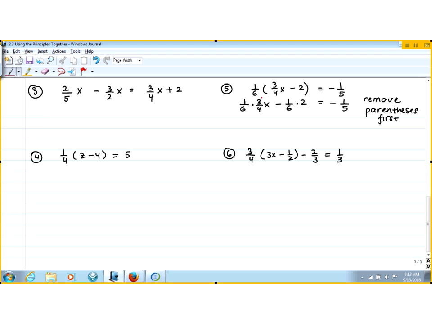So what is it? Can we simplify? Well, of course, this is 3 and this is 6. This is 2. This is 2 and this is 6. So 3. All right. So what do I have? 1/8x minus 2/3 is equal to negative 1/5.